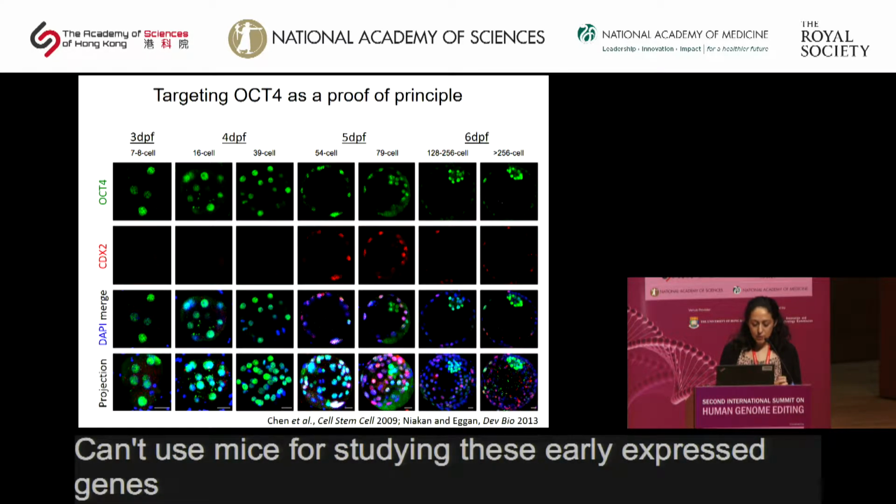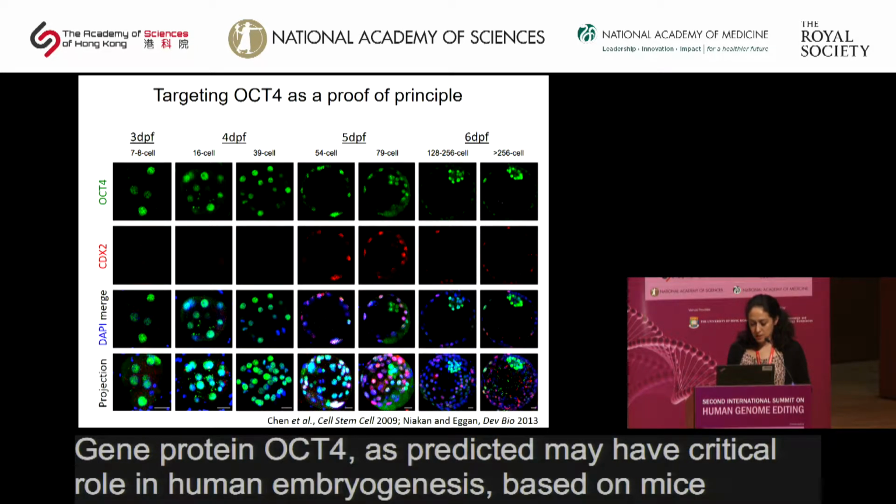And we decided to target the gene OCT4, or the protein OCT4, directly in human embryos as a so-called proof of principle, as a positive control, because we predicted that OCT4 might have a really critical role in human embryogenesis, given its important role in the mouse before implantation. The other reason we selected OCT4 is that we showed previously OCT4 protein is detectable from as early as around the 8-cell stage in human embryos, and its expression is critically required for the establishment of embryonic stem cells, both in humans and in mice.